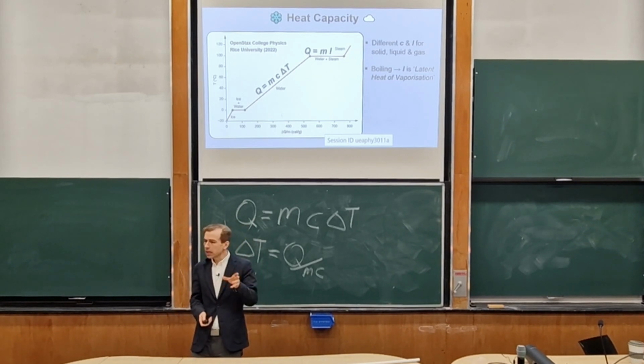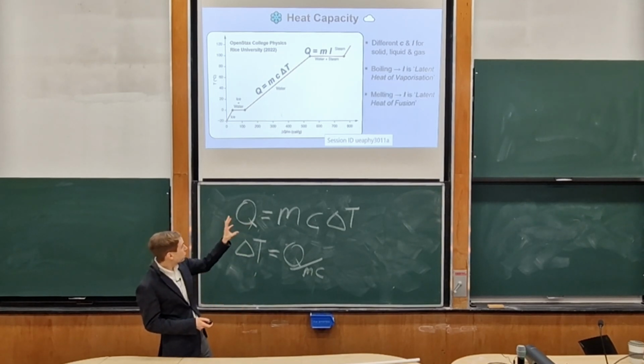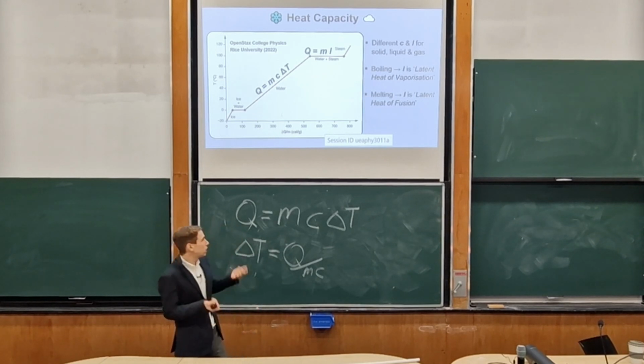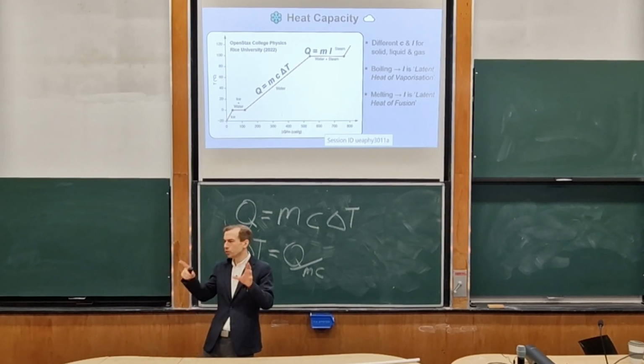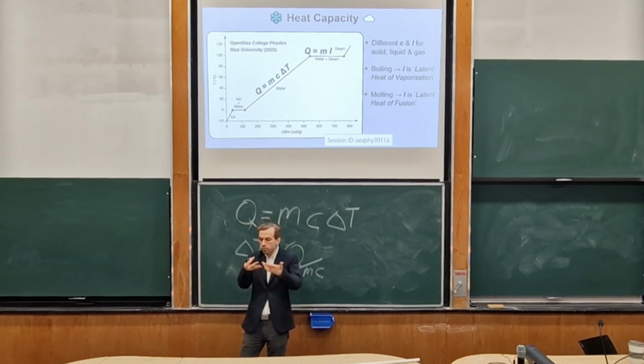The slightly less well-named thing over here, the L that we need to melt something, is called the latent heat of fusion. I think it would be much more straightforward if this was called the latent heat of melting, because that's exactly what's going on.